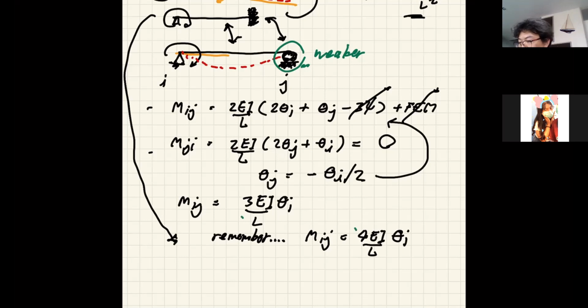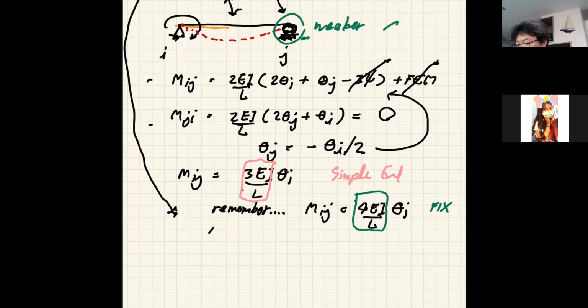So when you make a comparison between the case with the fixed and the case with the hinge, the fixed has a stiffness of 4EI over L. This is the stiffness of the fixed. But when you have a roller, your stiffness becomes 3EI over L. Simple end. So let's say this is my new K, let's call it Km, over K original Kij is 3 over 4.